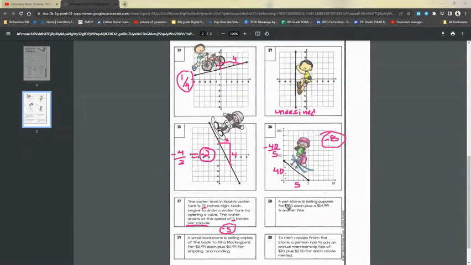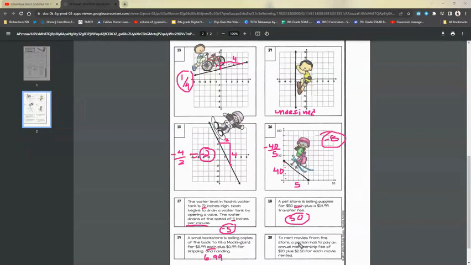Okay? A pet store is selling puppies, $50 each plus $14.99. Because we have this each next to 50, we know that's the slope. So the 50 is going to be the slope. Okay? A small bookstore is selling copies of the book To Kill a Mockingbird for $6.99 each plus 99 cents for shipping and handling. So this each is going to represent the slope. So I know my slope is going to be 6.99.